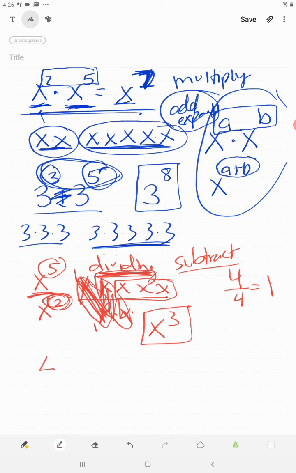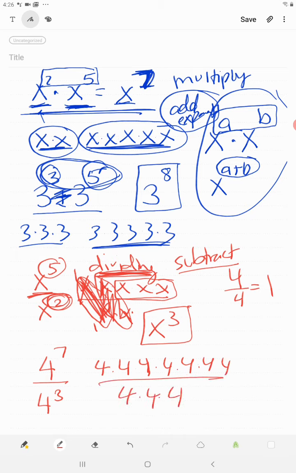So if I have 4 to the 7th power over 4 to the 3rd power, that means there's 7 of these. And you can sort of see it as, well, 3 of these 4s down here are going to take away from the 7 because they're going to simplify to 1. And you're left with 4 of them. So this would be 4 to the 4th power.